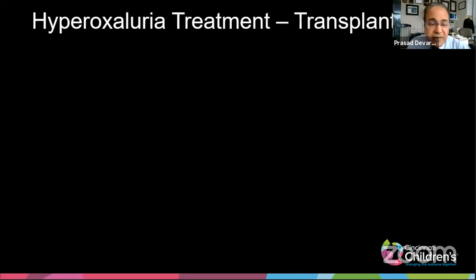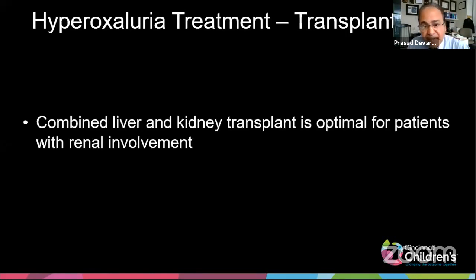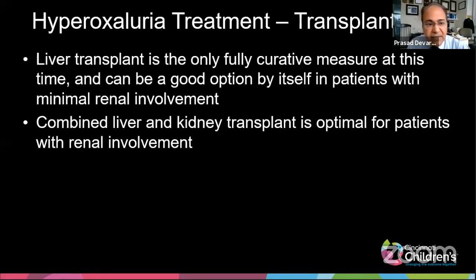So transplantation is really the treatment of choice, and combined liver and kidney transplant is optimal for patients with renal involvement, as long as they're intensively dialyzed. And then liver transplant, of course, is the curative measure and can be a good option by itself in patients with minimal renal involvement.